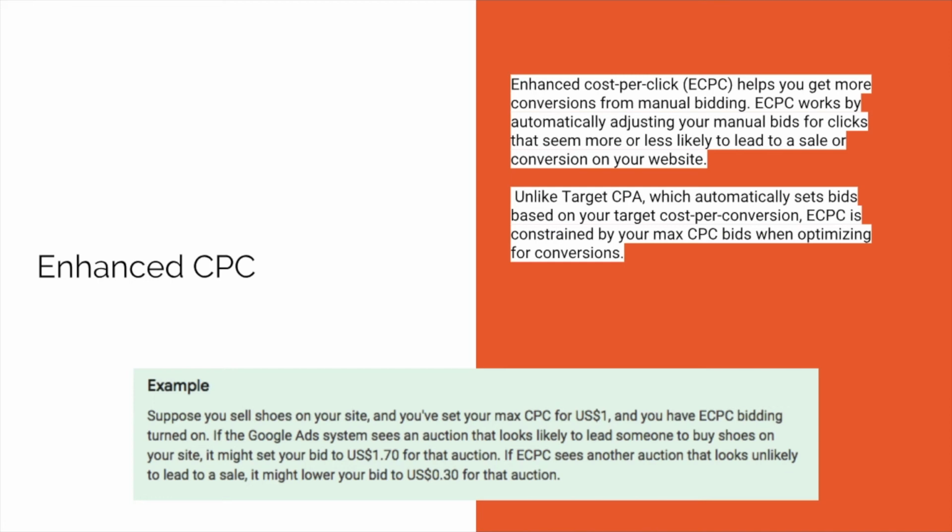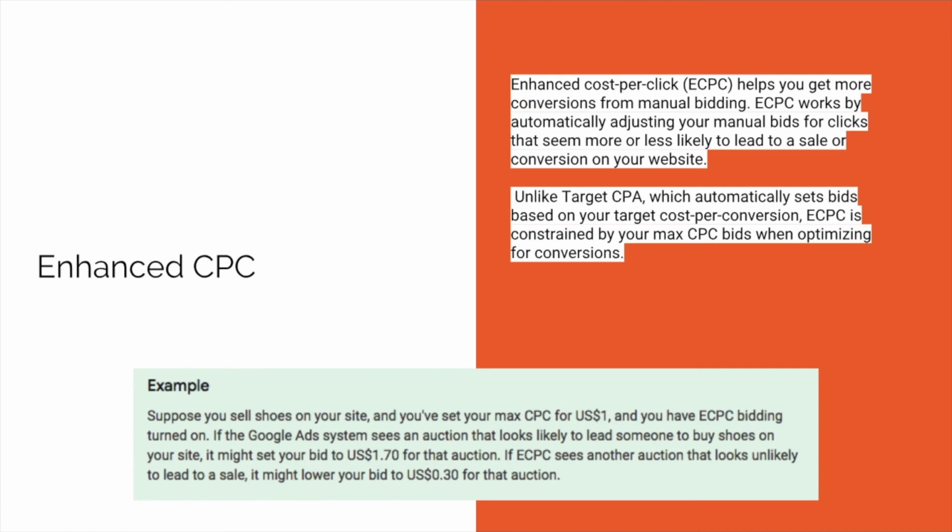So in this case, Google goes ahead and decreases your bid. That's how it optimizes your bid, by increasing when there is a chance of high conversion and decreasing the bid when the chances of conversion are low. Now you can also look at the example, but I want to help you understand that there's a chance you might confuse enhanced CPC with target CPA.